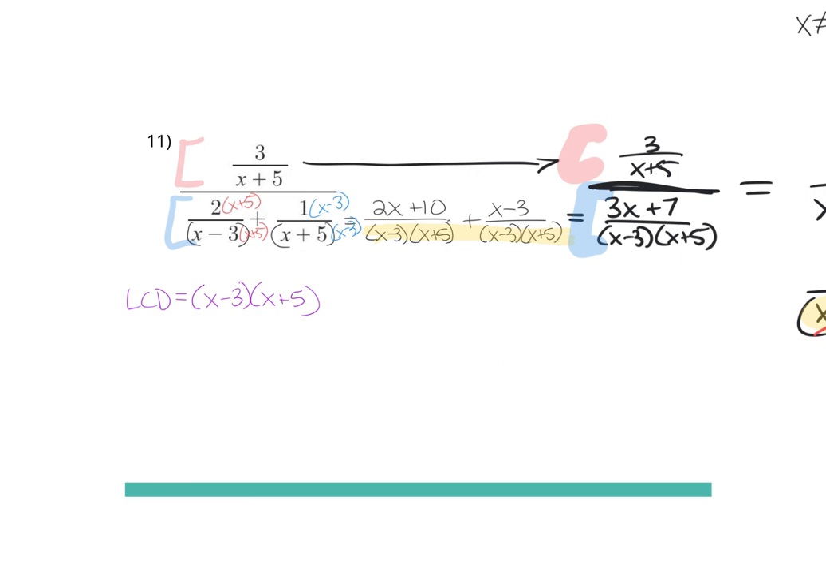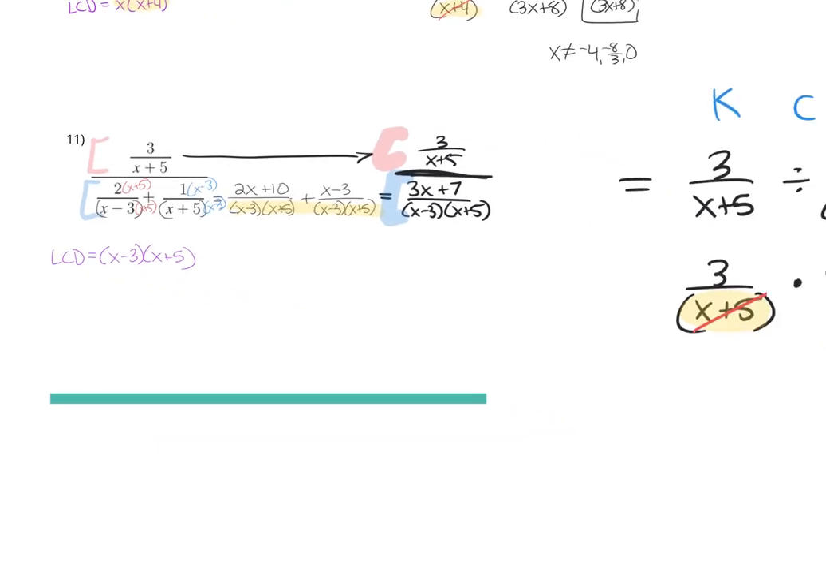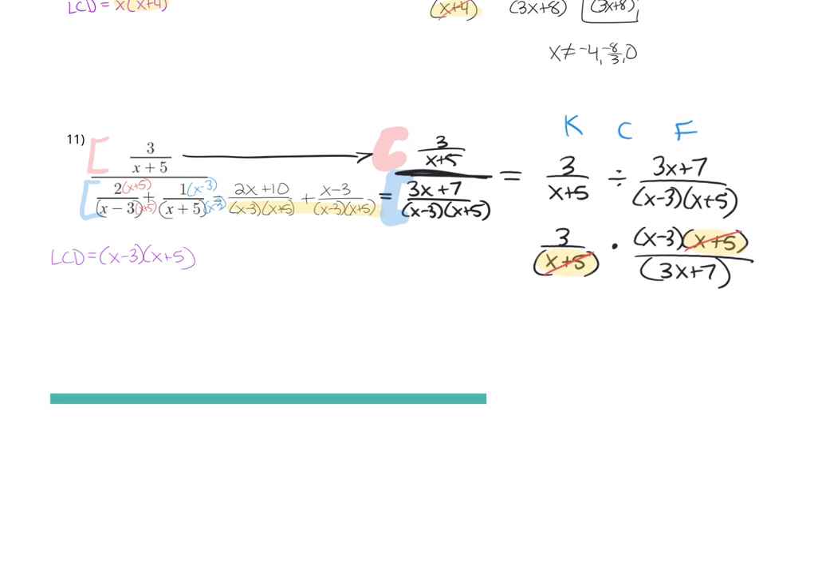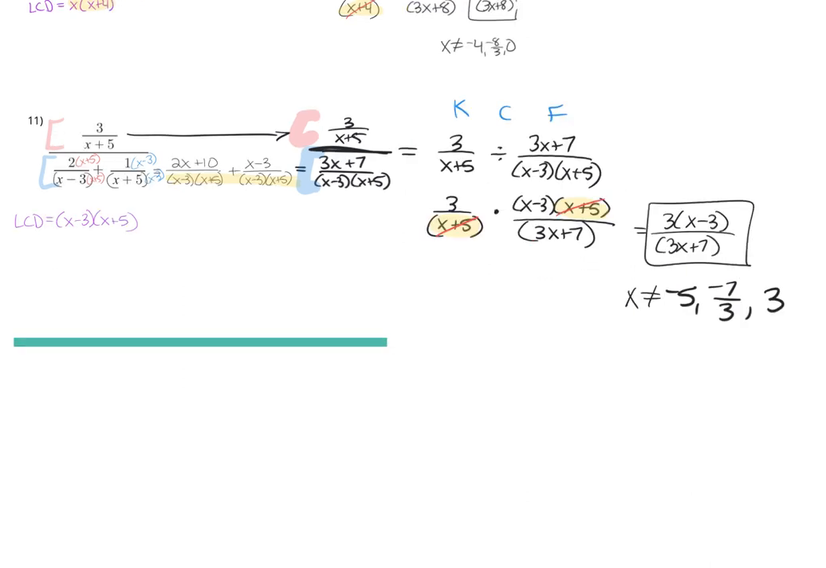Let's see. Oh, of course. Okay, so we have -5, -7 over 3, +3. And that's it. There's no single x's anywhere, right? So those are our 3 restrictions. That's it. Homework time.